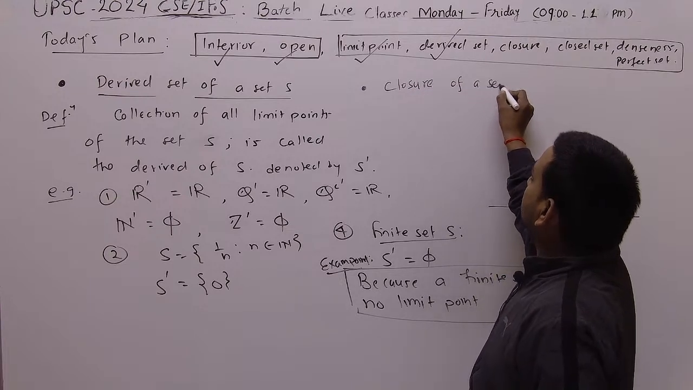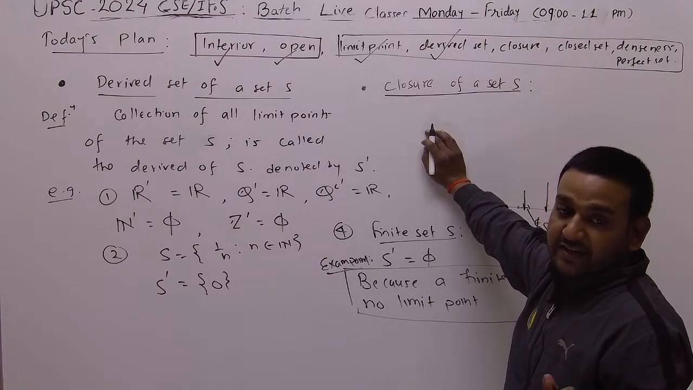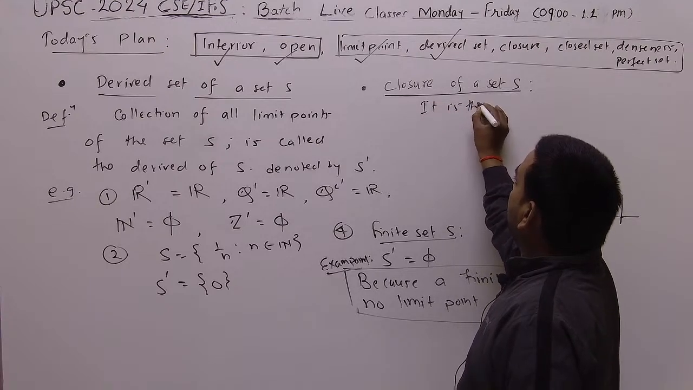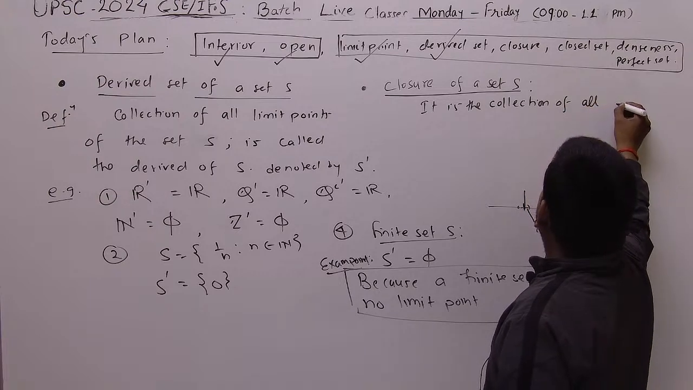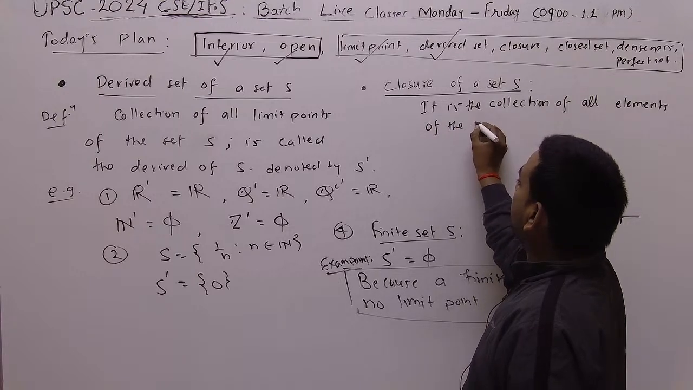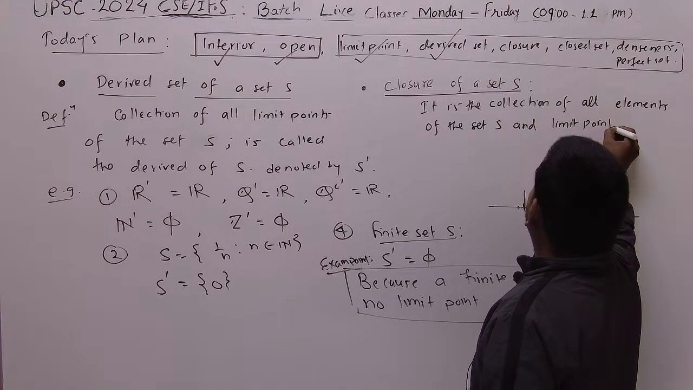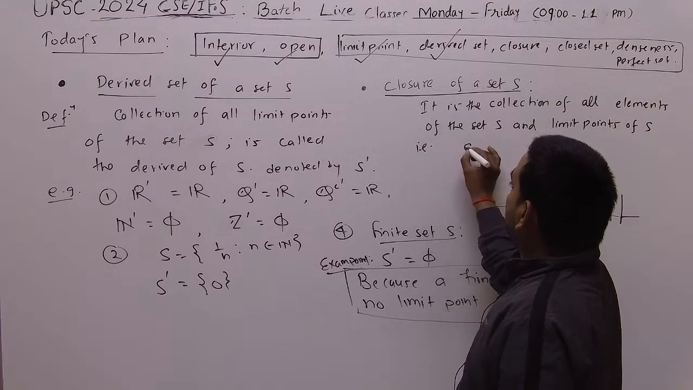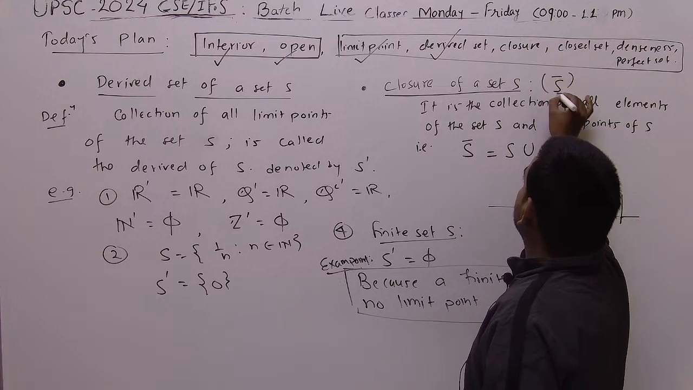Closure of a set S. Look carefully, closure of a set S is what? It is the collection of all elements of the set S and limit points of S. That is, S closure is S union S dash.